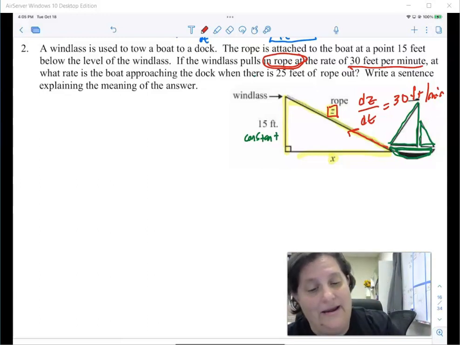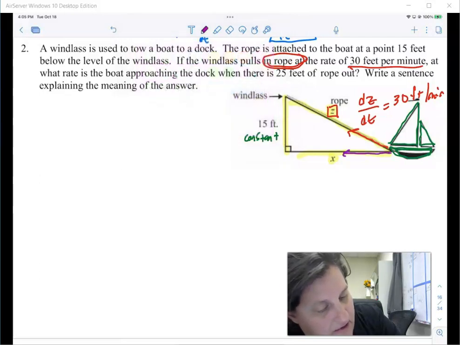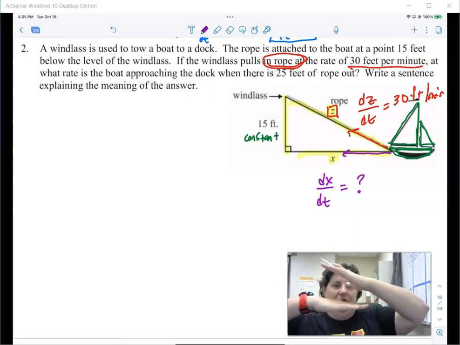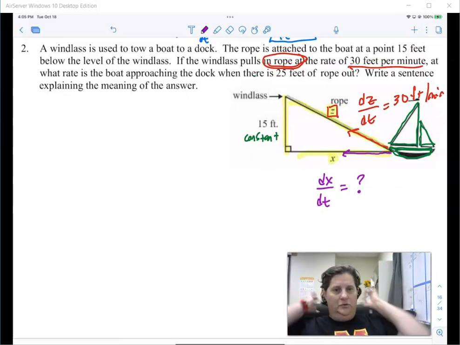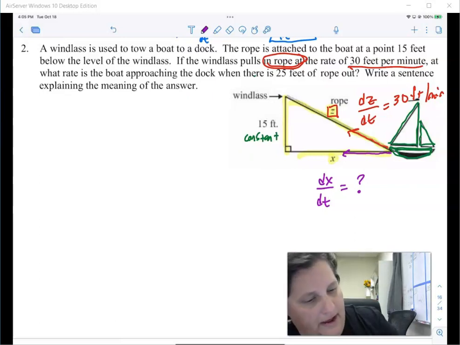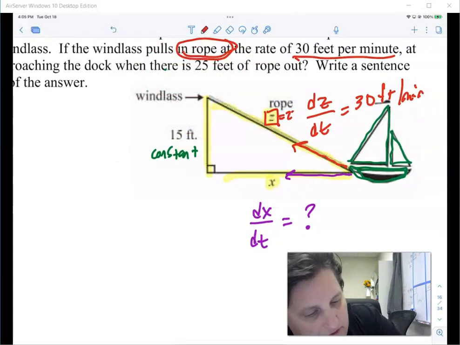At what rate is the boat approaching the dock? Now this is going this way. dx/dt is what we're trying to find. How fast is the boat going? Because the thing that's pulling it is going at one speed and the boat is going at another speed. So we've got this set up. Then it says, when there are 25 feet of rope out. That means when z is 25.